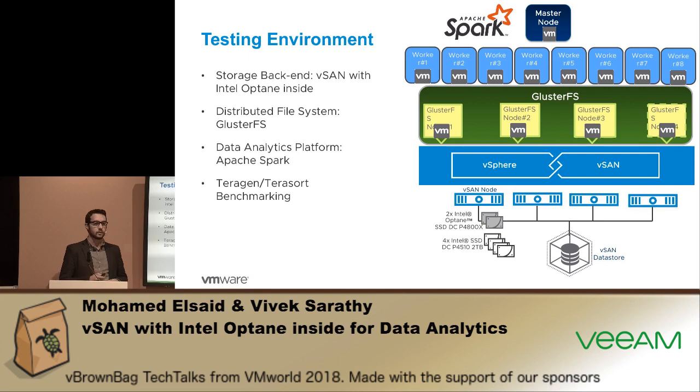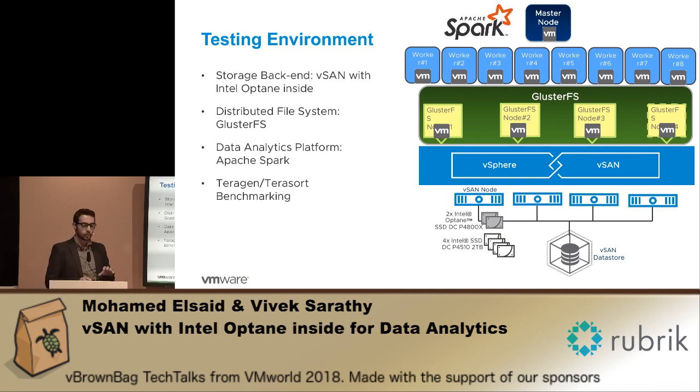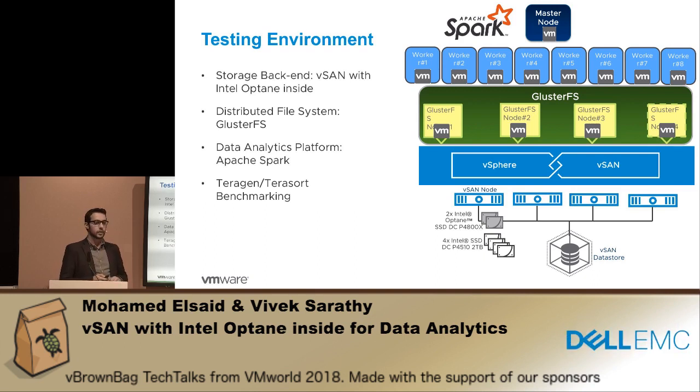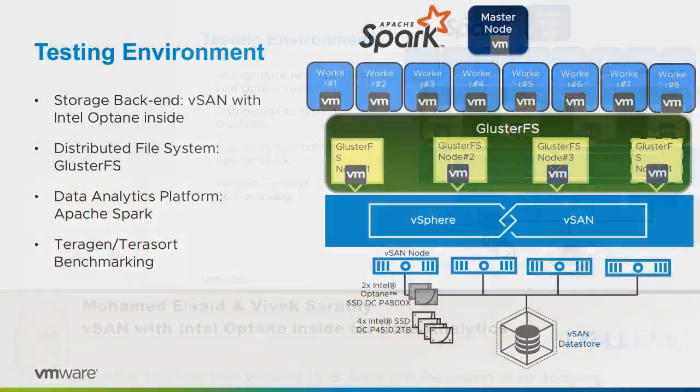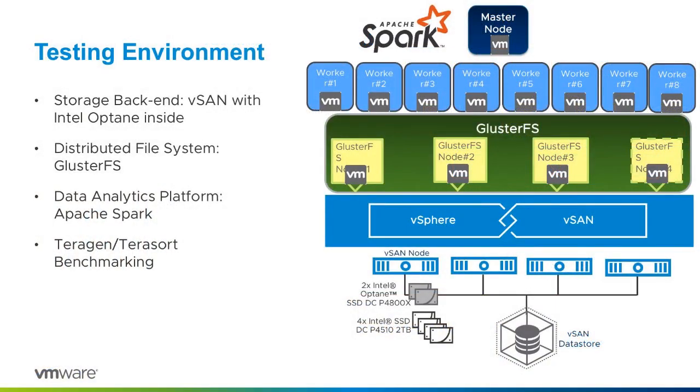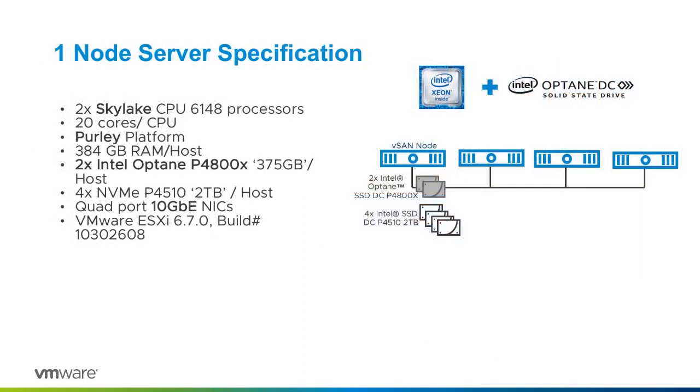And on top of Gluster file system, we have deployed a Spark cluster in standalone mode with 8 workers and 1 master node. So this is the data analytics environment that we have built. I will go in deep with each layer's details and configurations. And for the benchmarking, we have used TeraSort and TeraGen as a benchmarking tool for Hadoop clusters and data analytics environments.